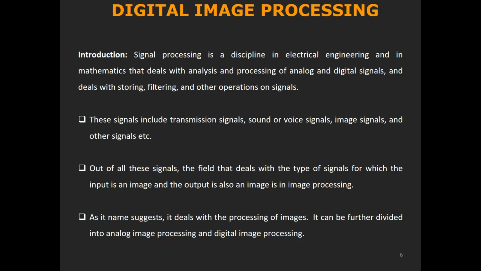Out of all these signals, the field that deals with the type of signals for which the input is an image and output is also an image is image processing. As its name suggests, it deals with the processing of images. It can be further divided into analog image processing and digital image processing.